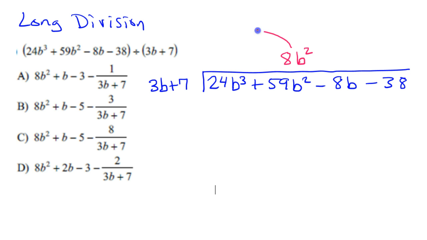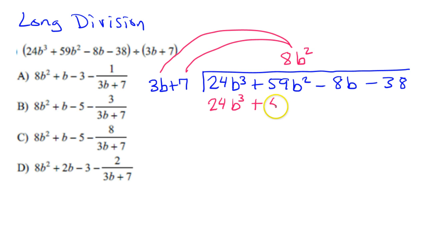Now once you know what goes up here, you do the distributive property. So 8b squared times 3b. Let's just verify mentally one more time that that gives us 24b to the third power. So these should always match. Now 8b squared times 7 is going to be 56b squared. So that'll be plus 56b squared.